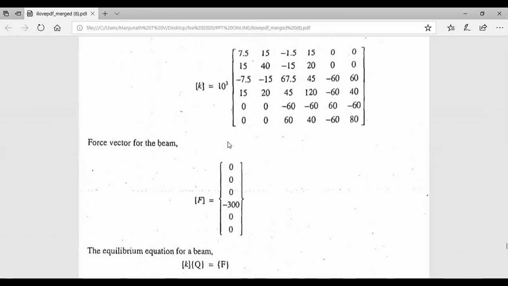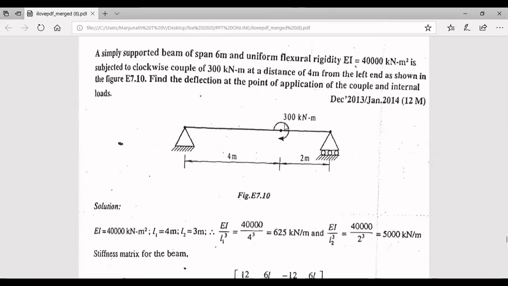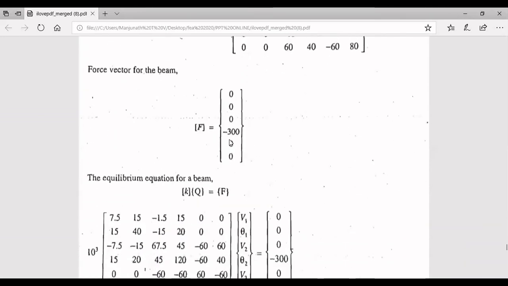Then the force vector. Only at node number 2 a couple is acting; there are no vertical downward loads, keep that in mind. There are no vertical downward loads, only the couple is acting, in the clockwise direction. If it is clockwise, then we take it as minus. So node number 1 is 0, 0; node number 2 vertical 0, and only the couple is acting, that is minus 300. Similarly at node number 3, 0, 0. This is the overall force vector.